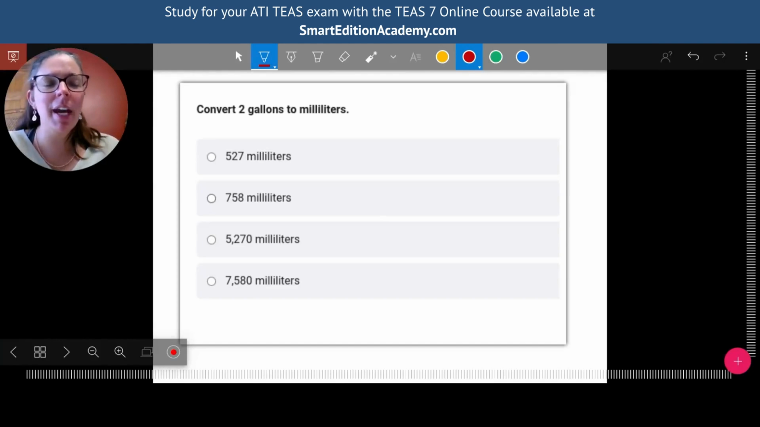Okay, let's go from gallons to milliliters. So how do I go from gallons to milliliters? There are a few different things we might use.